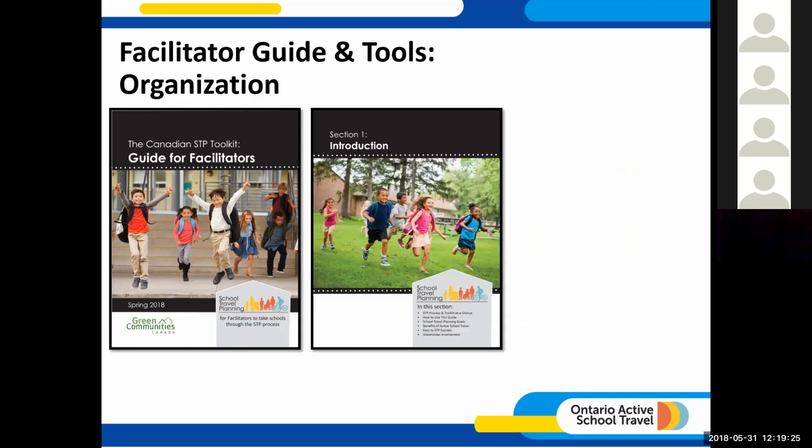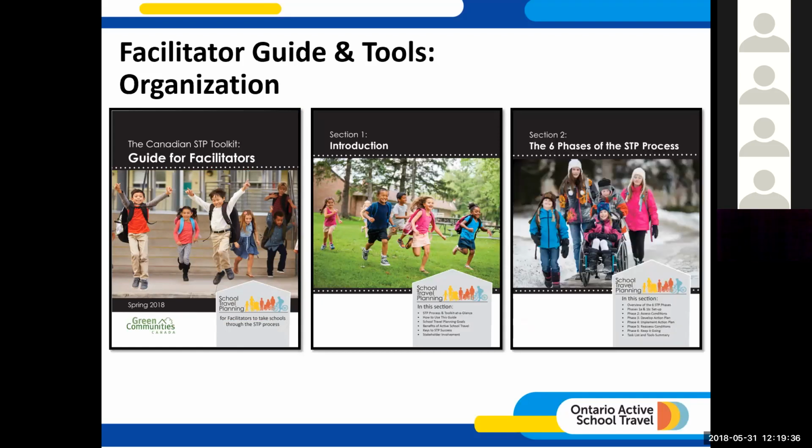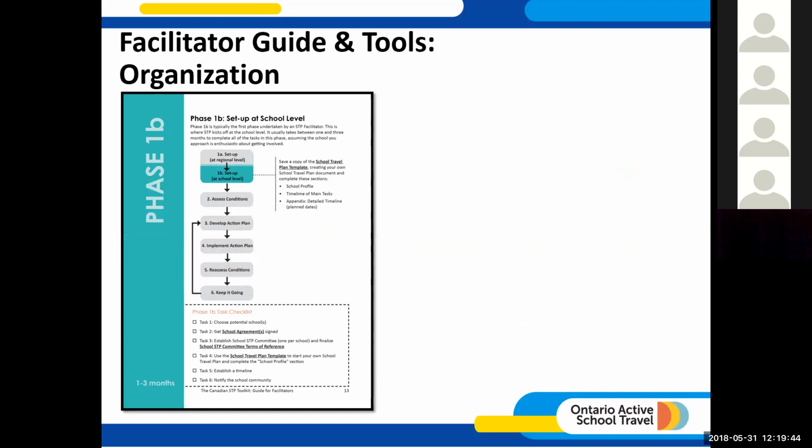There's an introduction section with background information about school travel planning, including that summary page I was describing about keys to success. And then after that, there's a section that goes through each of the 6 STP phases step by step. Each phase has its own designated color, consistent with its color in the STP process diagram. At the beginning of each phase, there's an overview page like the one that's shown here for phase 1B. At the bottom, it shows a list of the key tasks for the facilitator in that particular phase.